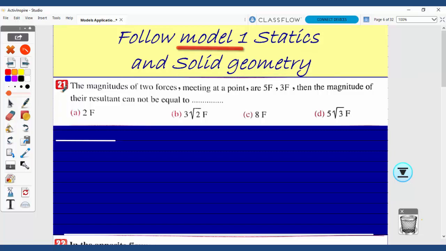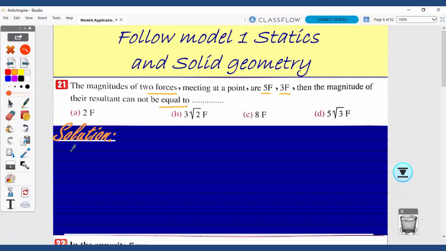Question number 21. The magnitudes of two forces meeting at a point are 5F and 3F. Then the magnitude of their resultant cannot be equal to 2F, 3 root 2F, 8F, or 5 root 3F. So the required here is the refused value. Which of these values of the resultant can we refuse?